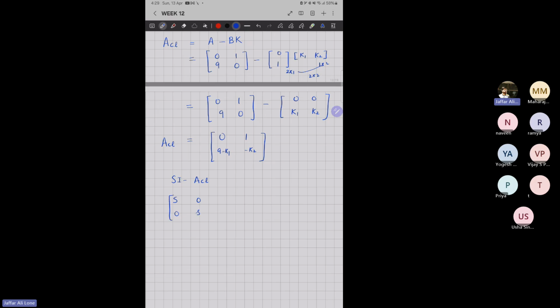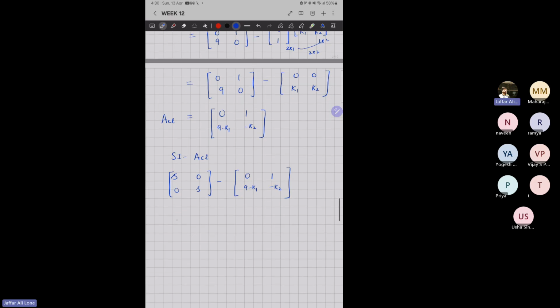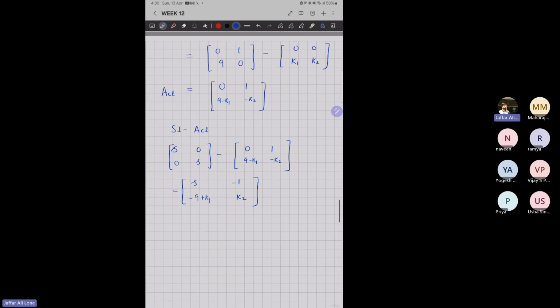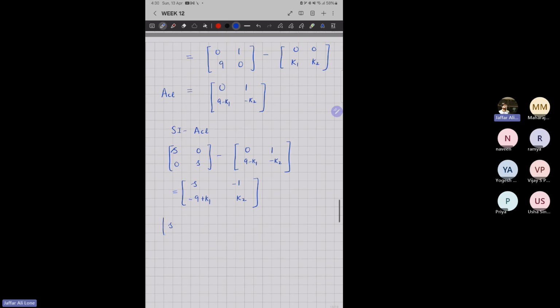This is SI minus ACL. This is 0, 1, 9 minus K1 minus K2. You simplify this, what will I get? I'll get S, minus 1, minus 9 plus K1, and this will be plus K2. Okay. Now let's make the characteristic equation from SI minus ACL.